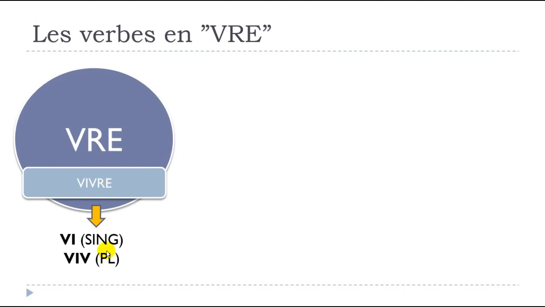Okay, and then for the plural form, so it will be nous, vous, and then ils, elles, the stem or the root will be v, i, v. Okay, and that's the difficult thing because for the singular the stem will be vi, for the plural it will be viv. Okay, so let's see now how it will go when we conjugate this verb.